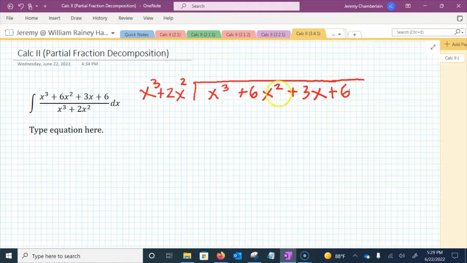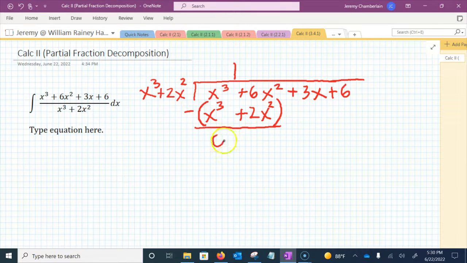If I were missing powers of x, I'd have to put zeros or placeholders, just like you do in long division. So x cubed goes in x cubed once, so the first is going to be a 1. 1 times x cubed is x cubed. 1 times 2x squared is 2x squared. But again, just like in long division you did in grade school, you have to subtract. And that's going to be a 0, of course, by design, and this is going to be a 4x squared.